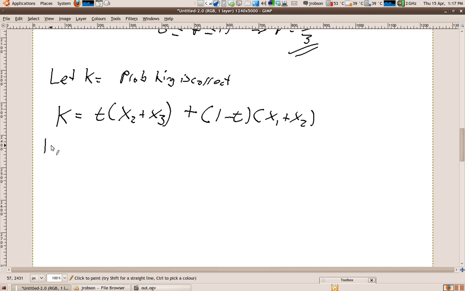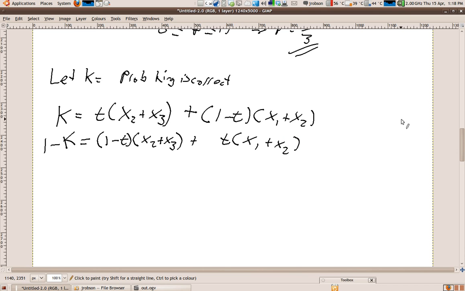Note that 1 minus k, which is the probability that the king is wrong, is the probability that he's innocent times the probability that the king says he's guilty, x2 plus x3, plus the probability that he's guilty times the probability that the king says he's innocent. Okay, that is the probability that the king is wrong.